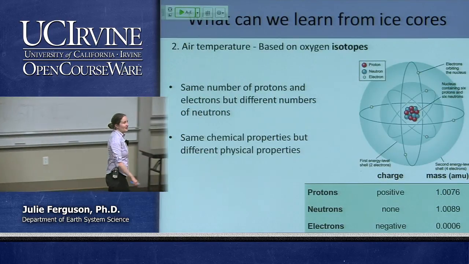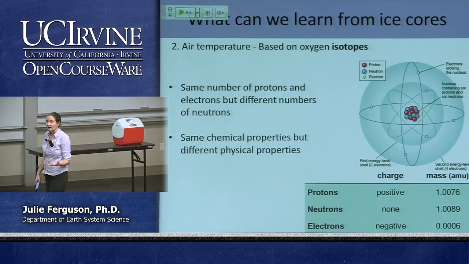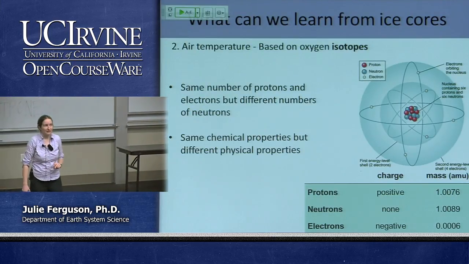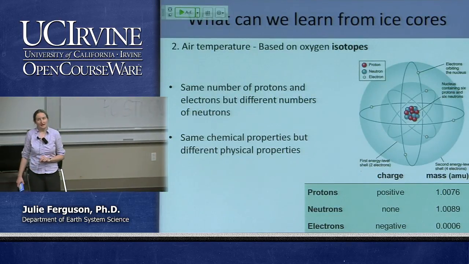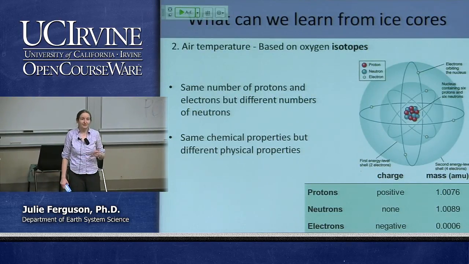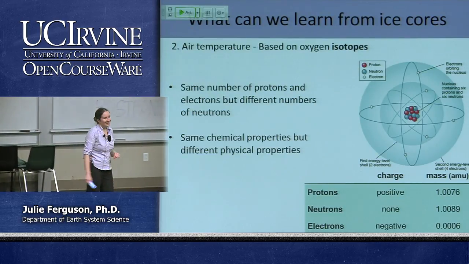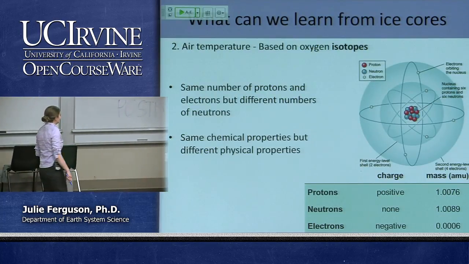So let's think about the second thing. That's our composition of our atmosphere, and it's not just CO2 we get. We get things like methane. We get other gases in there that we're interested in. So now we're going to think about air temperature. And it's really amazing that we can do this. And so we're going to talk about isotopes for a while. And this is what my research is in, different isotopes. So I'm excited about this.